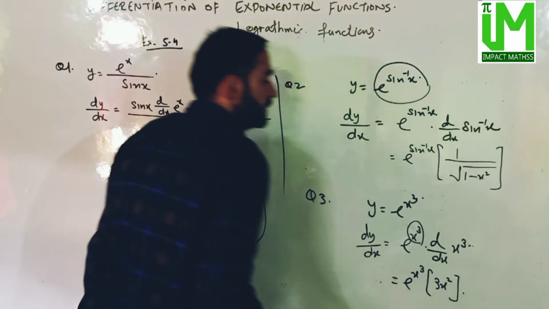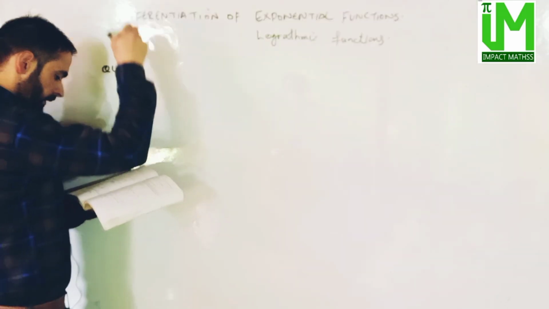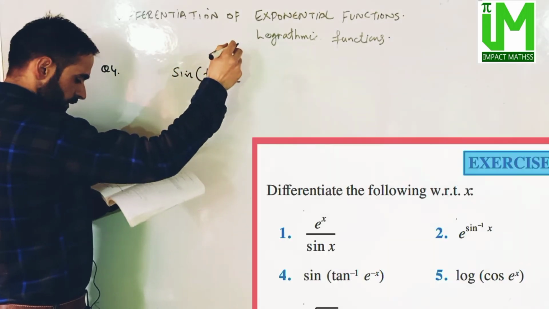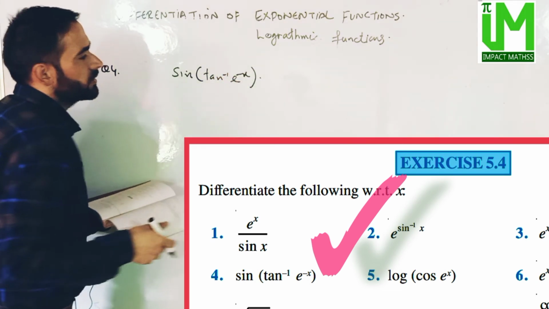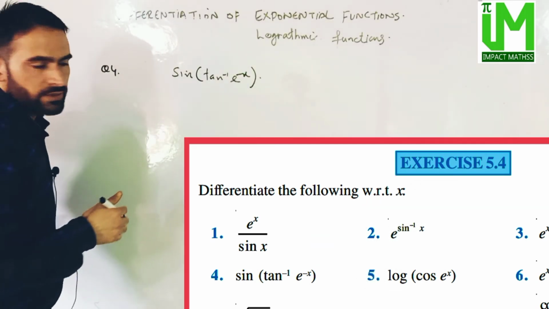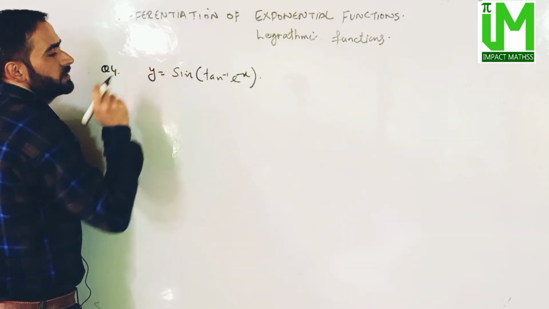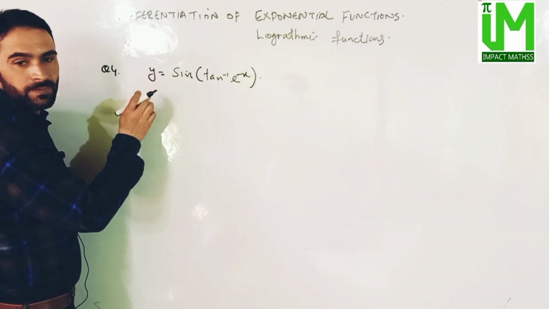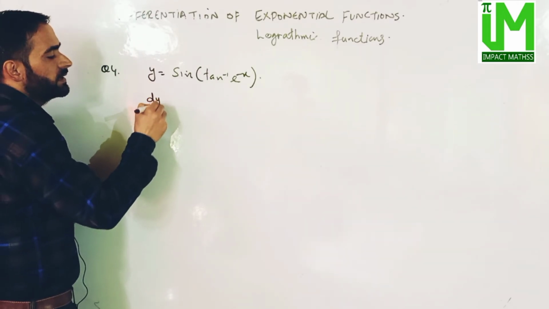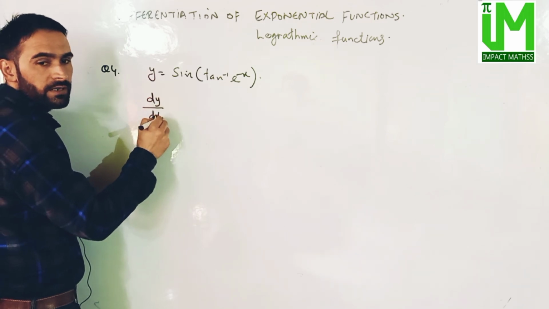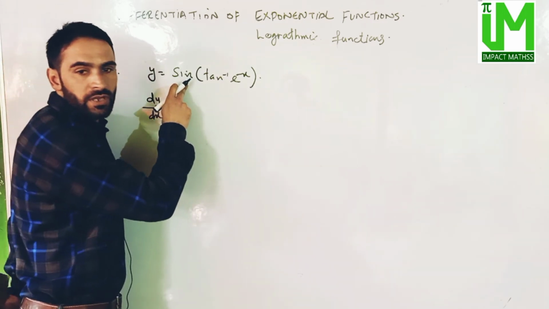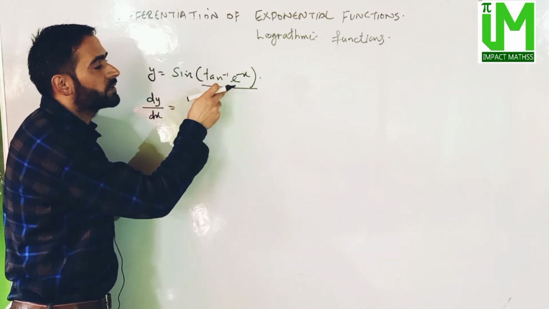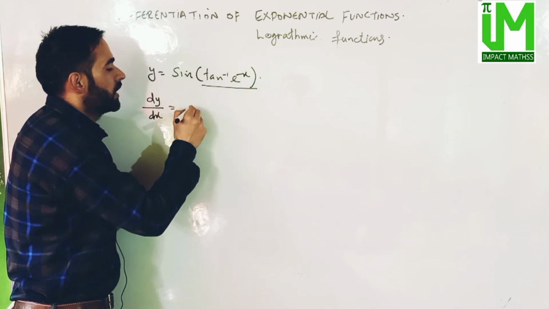Write it quickly. Question number 4: sin of tan inverse e raised power minus x. Again, if we write y is equal to sin of tan inverse e raised power minus x, then differentiating both sides with respect to x, dy by dx. What is the differentiation of sin? Again this is a composite function. The differentiation of sin of x is cos of x.